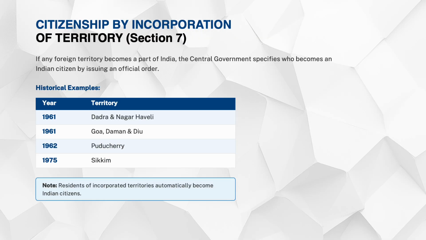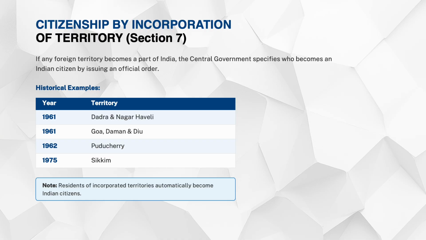Now we have come to citizenship by incorporation of territory. No explanation needed, right? But let me just give you some interesting facts. Dadra and Nagar Haveli was owned by Portugal. Before 1961, it was part of Portugal. After the agreement signed between India and Portugal in 1961, Dadra and Nagar Haveli became part of India, and automatically the residents of Dadra and Nagar Haveli became Indian citizens.